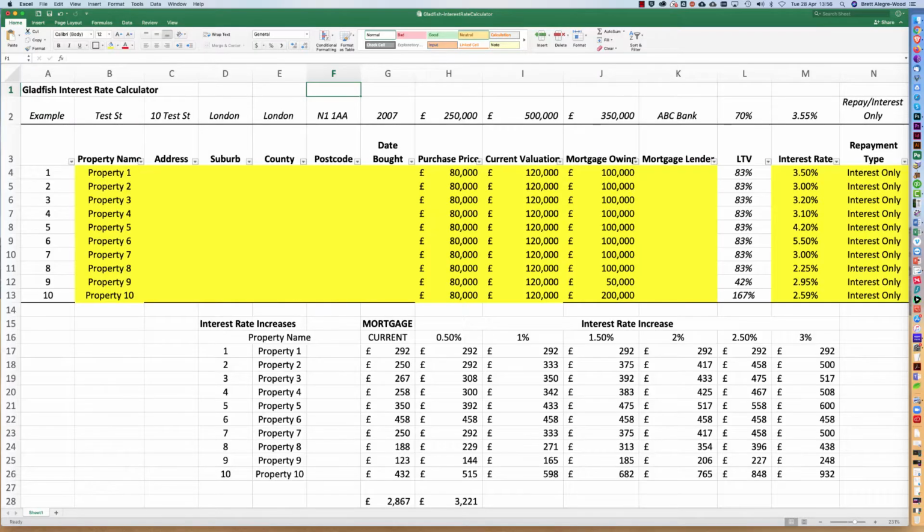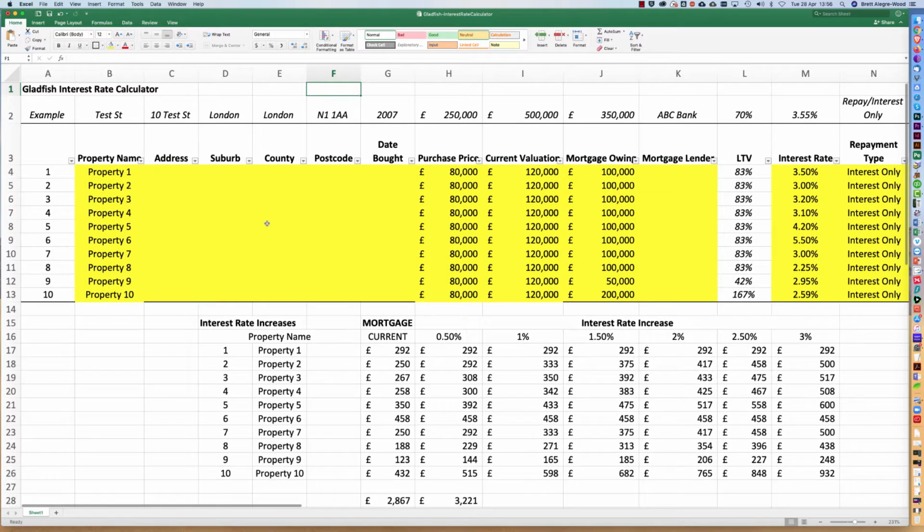But on this one, it's really, really simple. I've got this simple Excel spreadsheet. You can also chuck it into Sheets. It's really easy to download, and all you need to do is fill out all the yellow bits, okay? So you put your property name. Oftentimes you have a name for your properties, I do, it might be Gate House, a street name, or a development name. I put the address, suburb, county, postcode, date bought, purchase price, current valuation, mortgage owing, and mortgage lender.